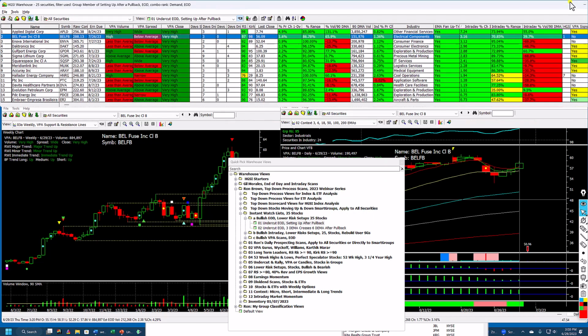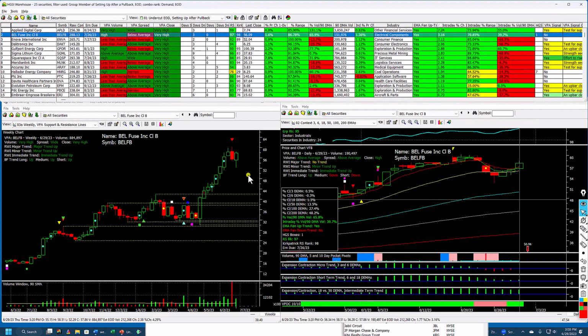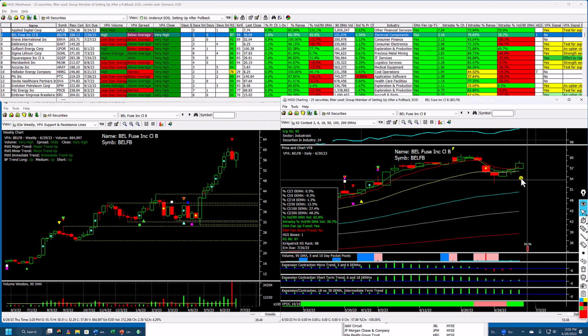I'm going to stay on a little bit longer because I want to get through this stuff. Okay, look at this. The weekly chart's really strong on this. This is a pullback, three red candles or green candles here. VPOC turned positive, and the 3 is crossing the 6 today.